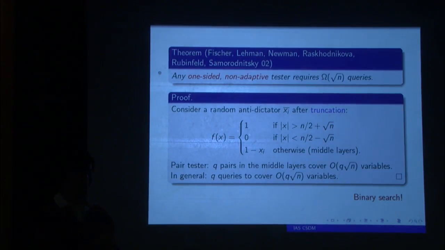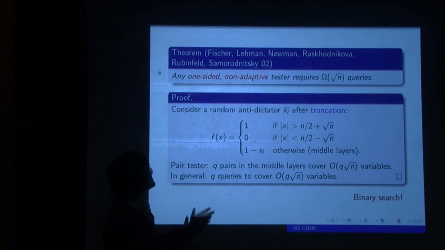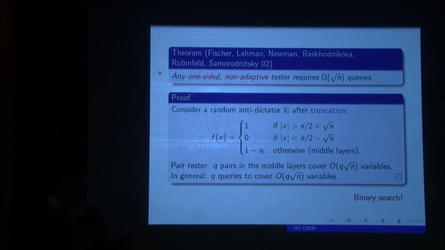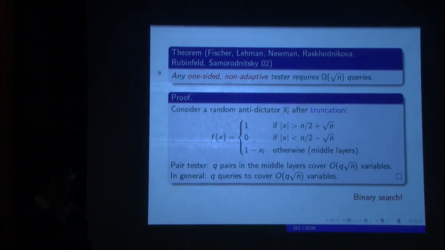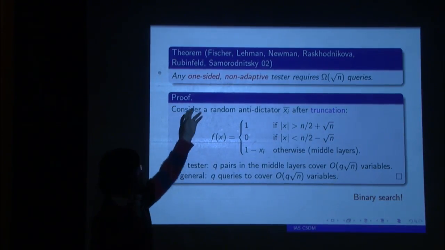Yeah, because you can potentially pick, let's say, Q queries and look at all the Q square pairs. Maybe together these pairs may cover for you more than Q Rudin. But you have two restrictions, right? The first restriction is this is not adaptive, so you have to really fix your queries in advance. The other thing is the tester has to be one-sided.